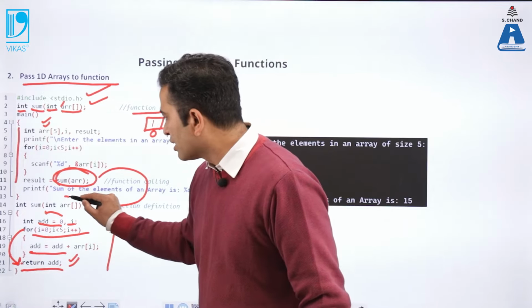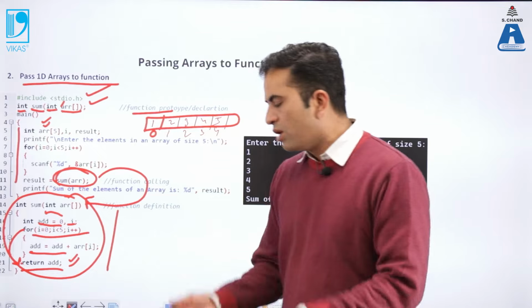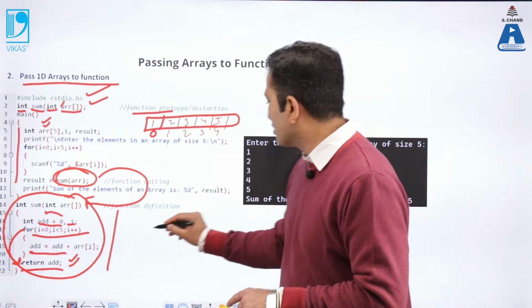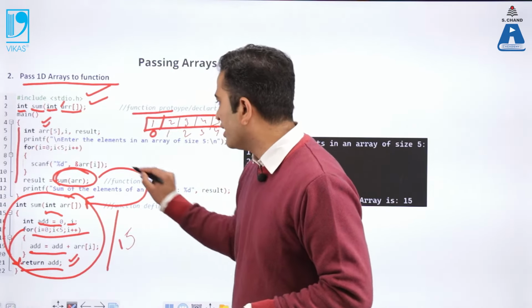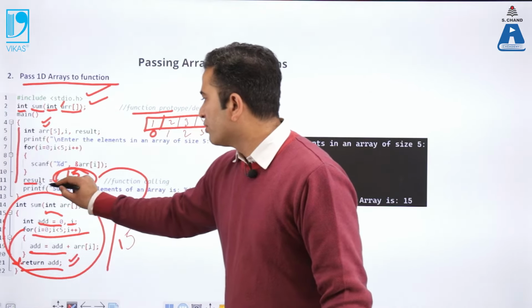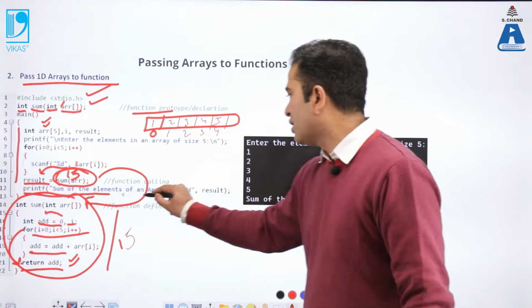So what is the meaning of this? The meaning of this whole function is now 1 plus 2 plus 3 plus 4 plus 5, which is 15. The whole function becomes 15, and this 15 is returned here. The result is equal to 15. The 15 is assigned to the variable result, and we are printing the result here.